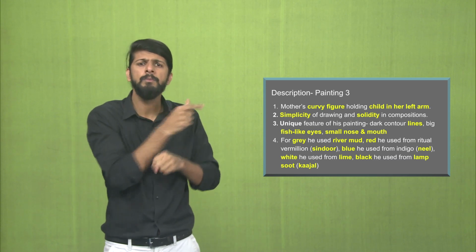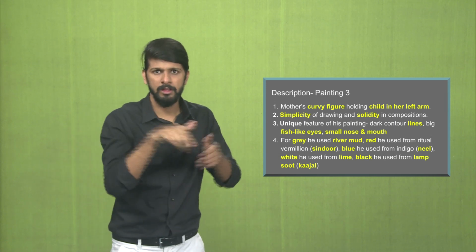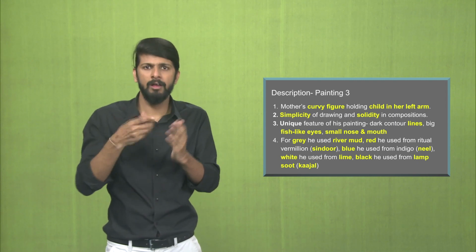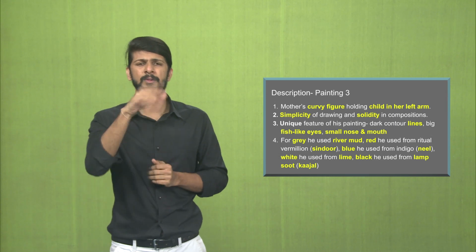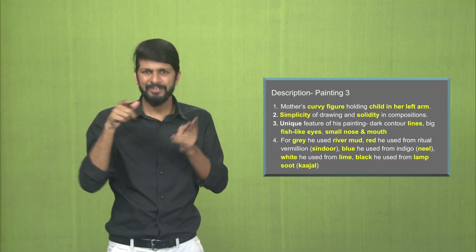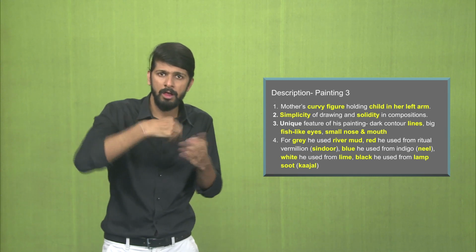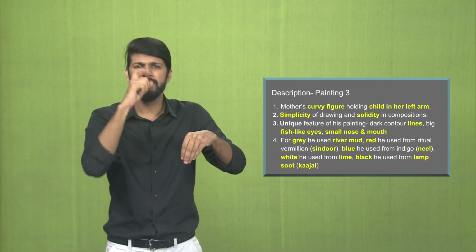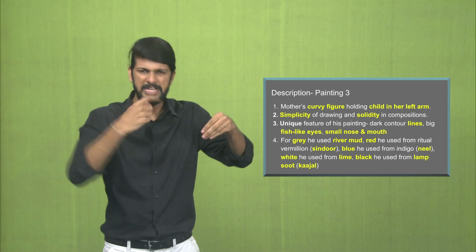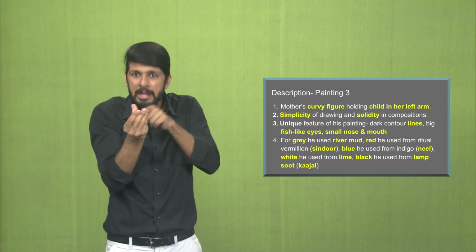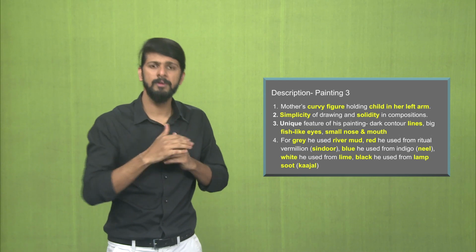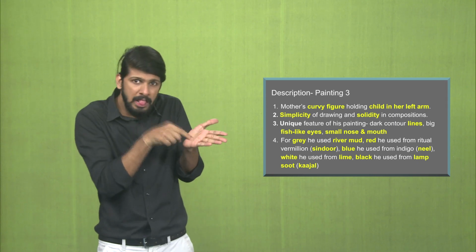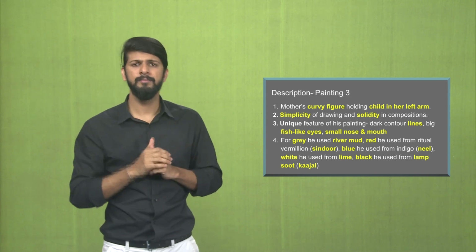For the colors, for example grey, he would use the river mud. Also the ritual vermilion, which we know as sindoor, was what he used for the color red. For the blue color, he used indigo or neel. For the white color, he would use lime. You know what lime is? What we use in paan, the same he used for the color white.